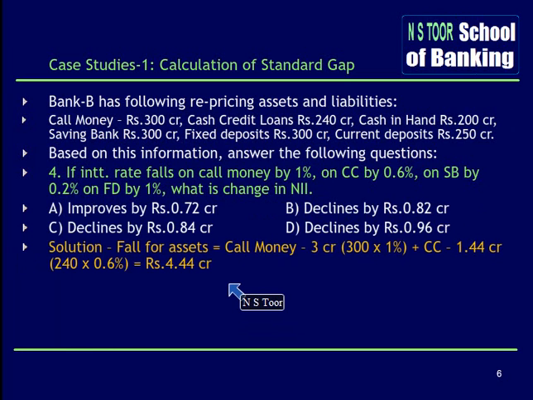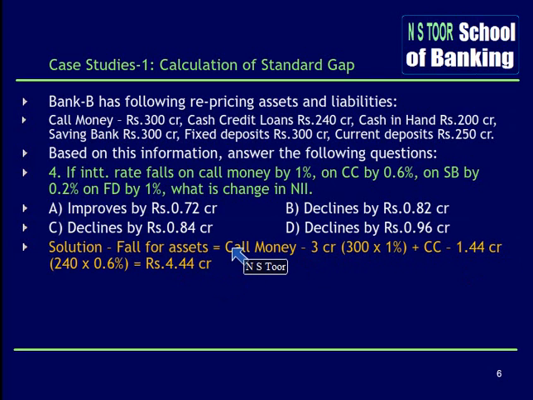And here lies our solution. So here we have to make calculation for each asset and liability separately. So first of all, on call money. So on call money, 300 into 1%, that is 3 crore. That is the change. That is the decline. On cash credit, 240 into 0.6, that is 1.44 crore. Hence, the total decline is 4.44 crore.